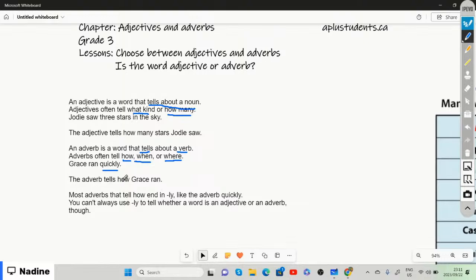Most adverbs that tell us how end in ly. But not all of them end in ly, because some do not end in ly, though you will also get words that end in ly that are adjectives. We will find out more about that when we go onto the tutorial page.